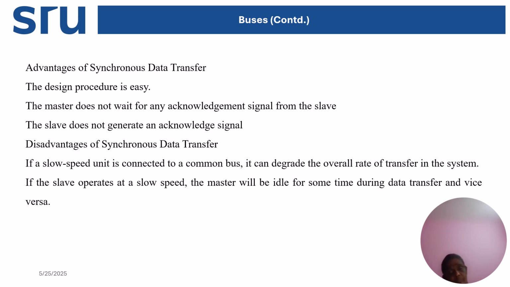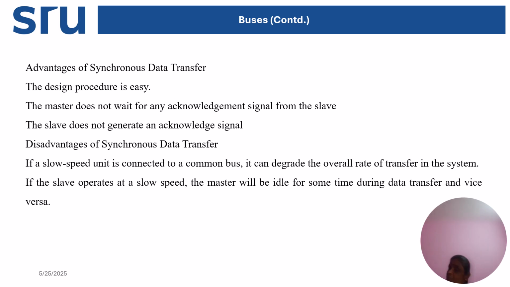In the same way, vice versa. Suppose the slave is transferring data to the master and the slave is sending slowly. Then the master also has to wait in receiving the data. In both-way transfers, the master has to wait, so it will affect the system performance.